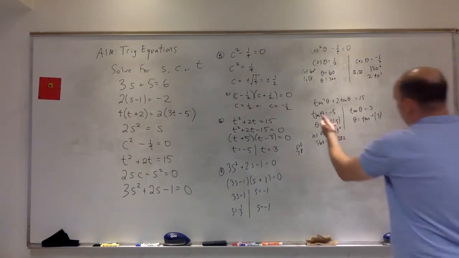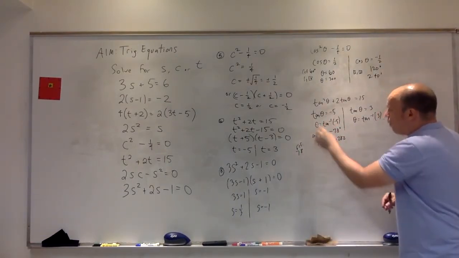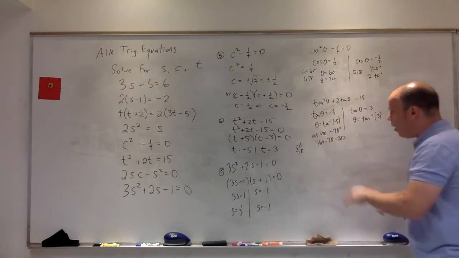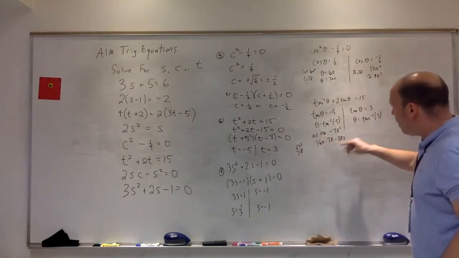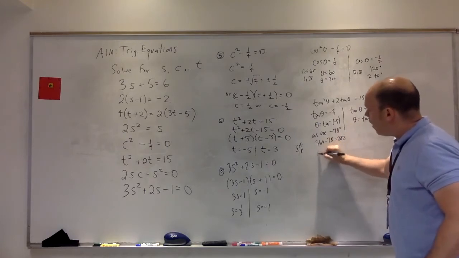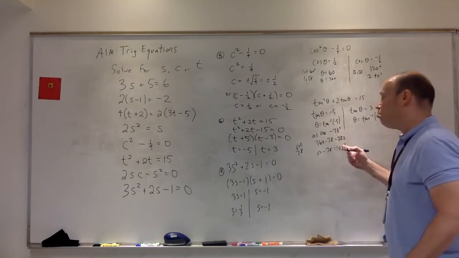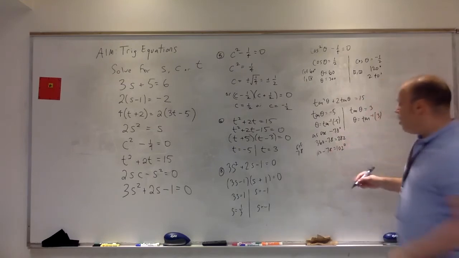So the GDC gave us an answer of negative 78. This is the reference angle. We need the angle in the second and the fourth quadrant. 360 minus 78 is 282. And then to get the second answer, let's do 180 minus 78, which is 102. These are 2 angles.